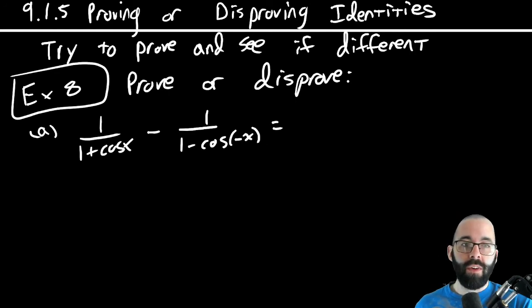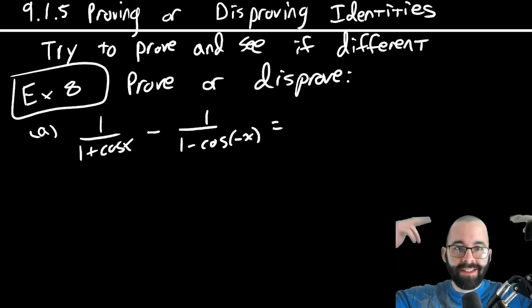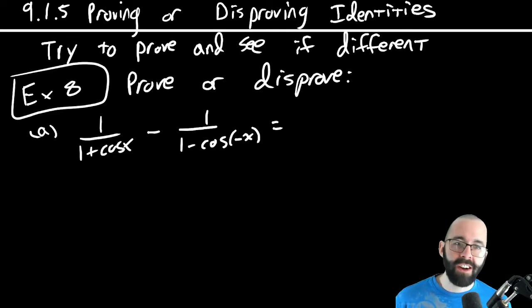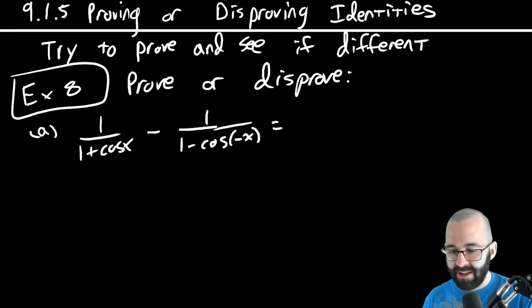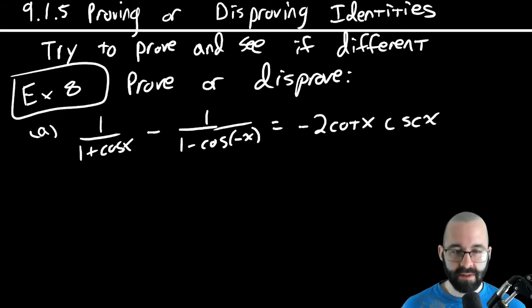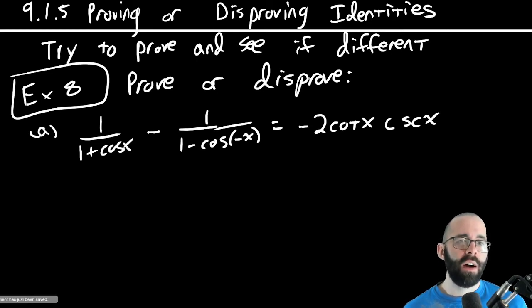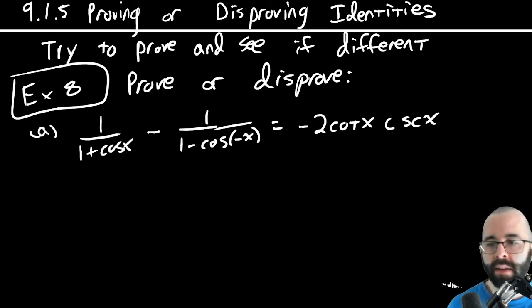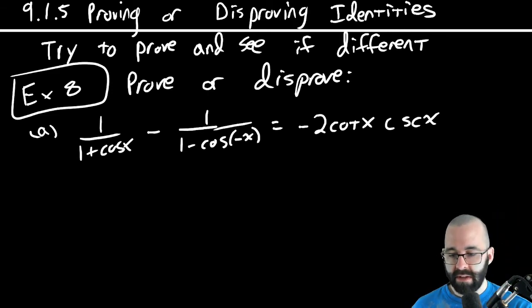Oh, right off the bat, alarm bells. You see that negative x? Even and odd identity. That's a first step you're going to do anytime you see that. And the question is, is this equal to 2 cotangent of x times cosecant of x? So the right-hand side can actually be simplified probably too, but the left-hand side's messier. The left-hand side gives us more to work with. So we're going to try to prove it by simplifying and working with the left-hand side.